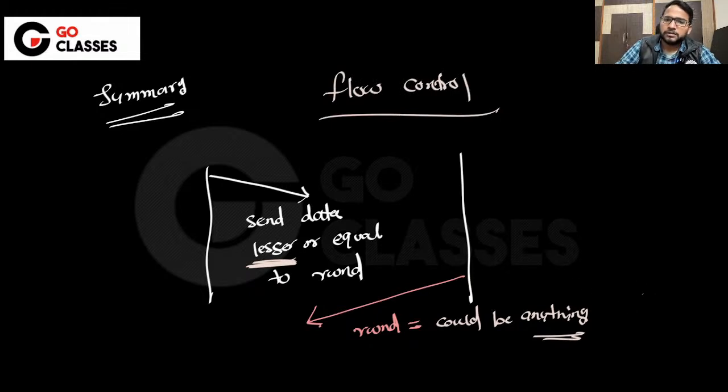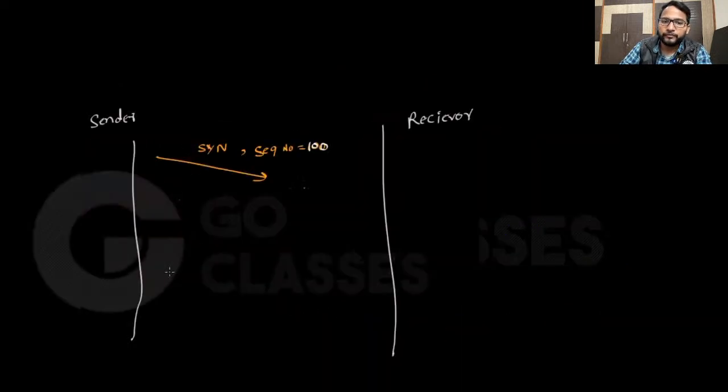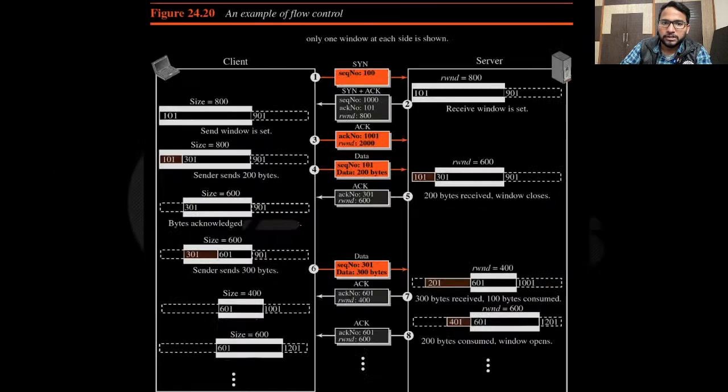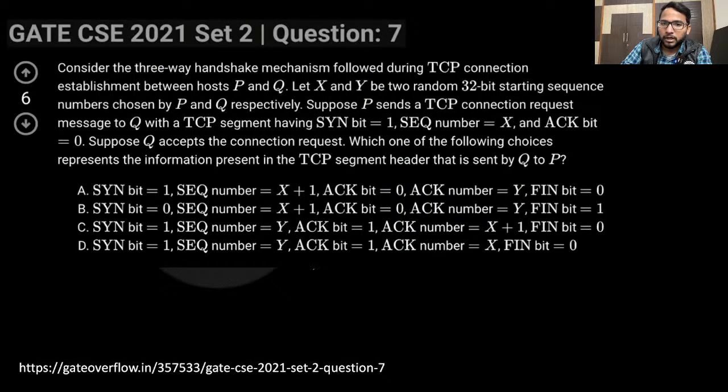Okay. So that's the summary of the flow control. I'm going to send whatever the receiver can expect, lesser than that. Now let's just continue. This is the diagram that I have taken from Forouzan, which is just telling you the flow control. Now let's continue to some questions, and then we will talk about the congestion control.